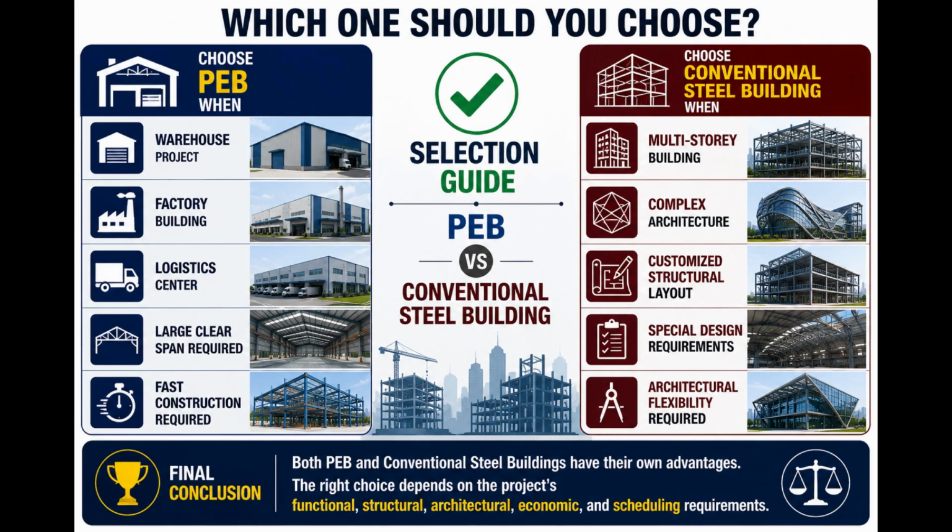So, which system should you choose? If your project requires large, clear spans, fast construction, optimized steel usage, and cost-effective execution, a PEB system is often an excellent choice. On the other hand, if your project involves multi-story construction, complex architectural features, customized structural layouts, or special design requirements, a conventional steel building may be more suitable.